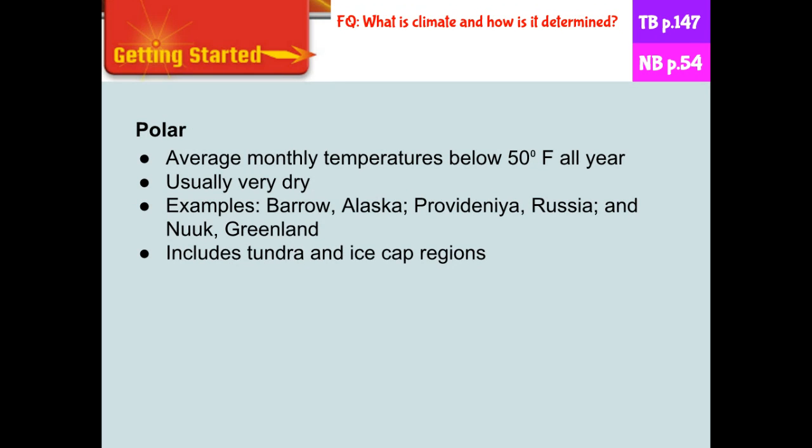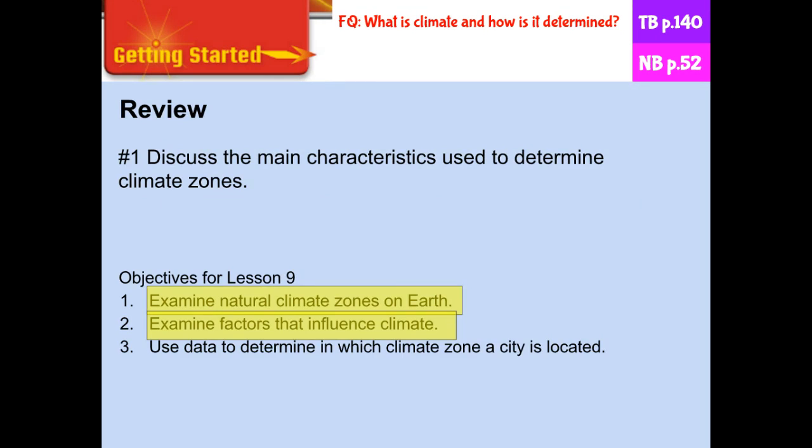And the final one is polar, average temperature below 50 degrees Fahrenheit all year, very dry. Examples, interior Alaska, Russia, and includes tundra and ice cap regions.